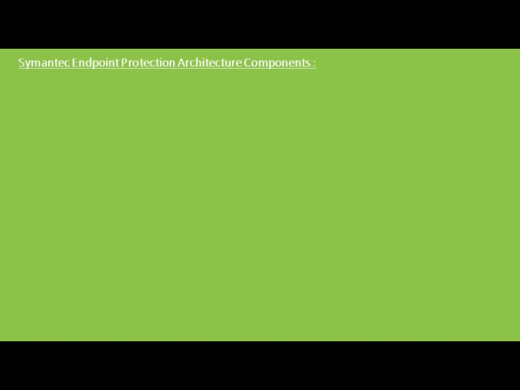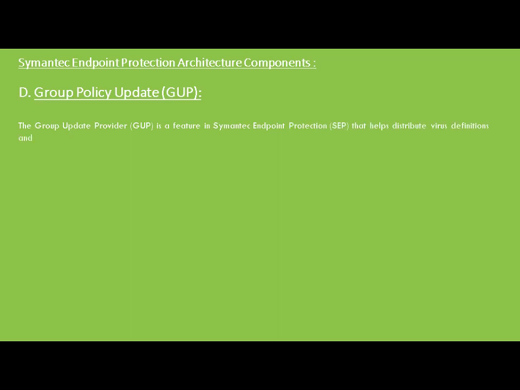So the next component, this is the third component we have covered. Next component, the fourth one, is the Group Update Provider, that is GUP. The Group Update Provider is a feature in Symantec Endpoint Protection that helps distribute virus definitions and updates to client computers within an organization, particularly in a scenario where clients are located in remote or branch offices with limited bandwidth.